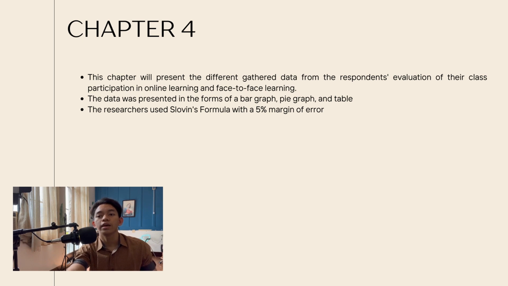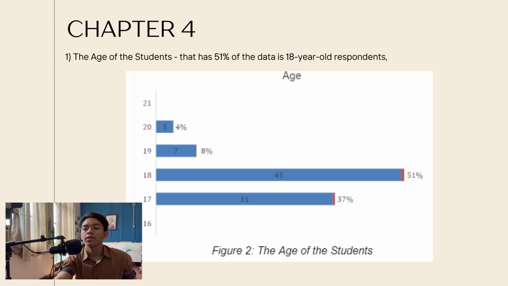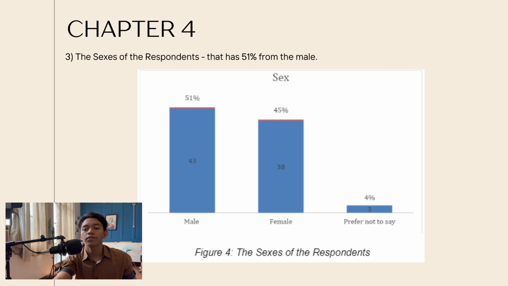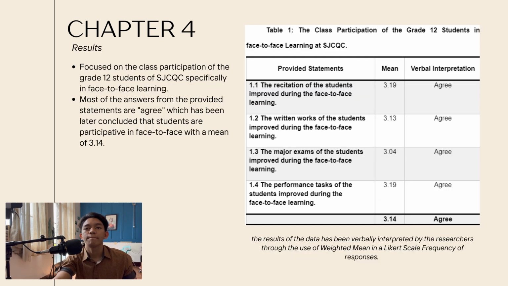Illustrated below is the demographic profile of the respondents presented in statistical data such as the age of the students, that has 51% of the data from 18-year-old respondents. Second, the different grades and strands, that has 39% of the data from the grade 12 UMS strand. And third, the sexes of the respondents, that has 51% from the male.